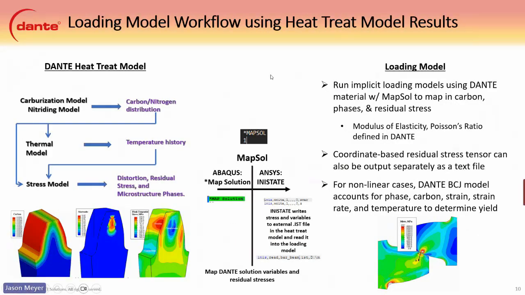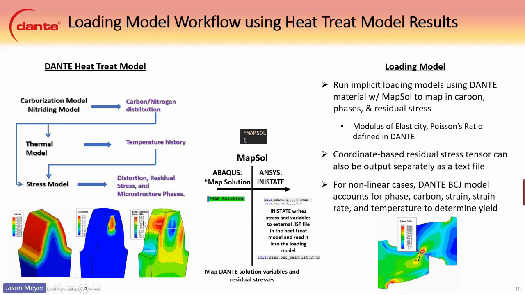And so a little bit about the model workflow using heat treatment models here. If you're going to be doing carburization or nitriding, we would start with the carburization or nitriding model in order to get that carbon and nitrogen distribution in the part. And then we'll map that into a thermal model. The thermal model will basically go through each step in the process and give you the temperature history when you run that model. And that temperature history will be used in conjunction with the carbon and nitrogen distribution to make the stress model.